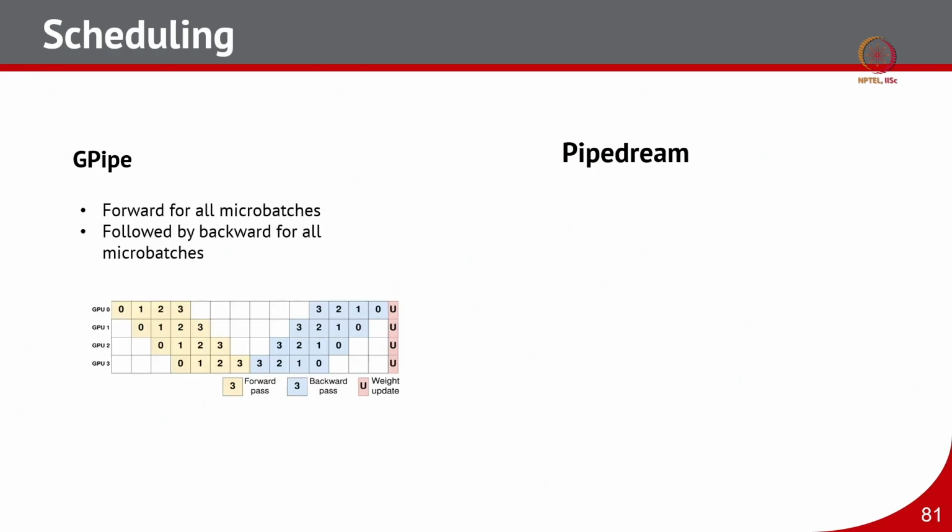In terms of scheduling, again GPipe is simpler. In GPipe, the forward pass of all the micro batches is performed first, which is followed by the backward pass for all the micro batches. So these are the forward passes of all the micro batches, and these are the backward passes of all the micro batches. So that's a simple scheduling in GPipe.